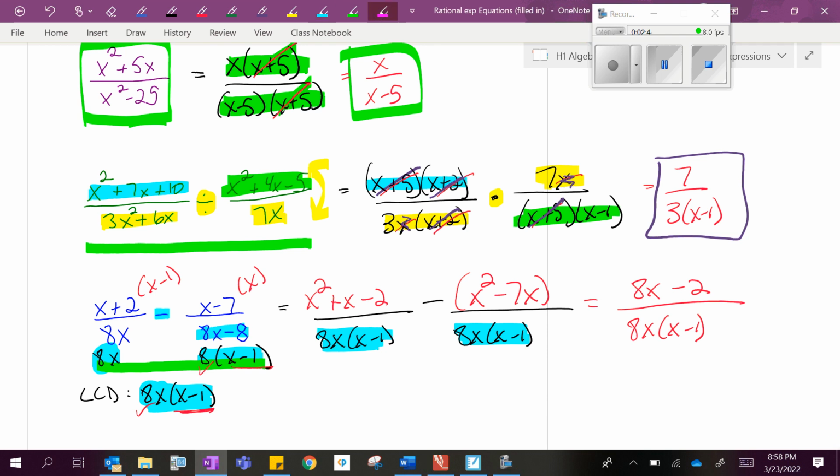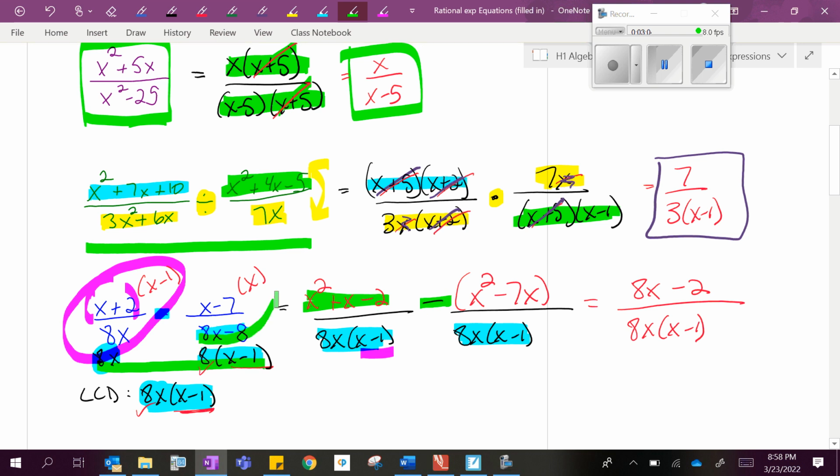To this first fraction, I need to multiply the x minus 1. So this requires foiling. So I have to FOIL x plus 2 and x minus 1. And I get x squared plus x minus 2. Subtracting. And then for this fraction, to have this denominator, I need to multiply by x. So I get x squared minus 7x.